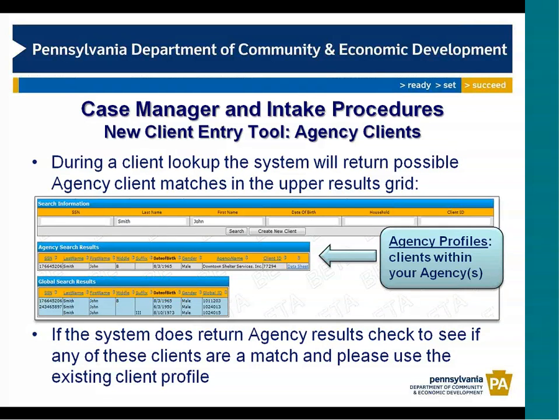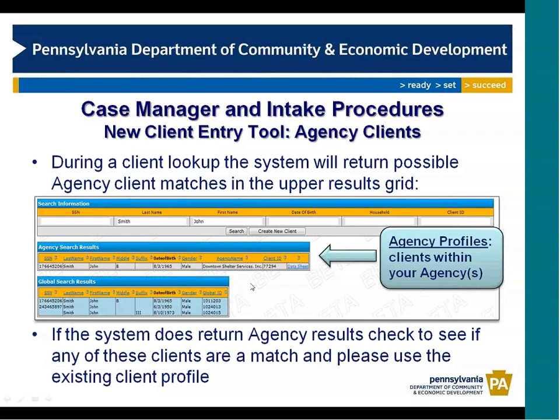Now, when doing searches, we have a couple different pieces of information that could come up. Basically, it's agency search results, and now with the introduction of true global data sharing, you could find global search results as well. If any agency search results are found, those are client profiles that are directly within your agency, that you've entered and are accessible by you. They'll be in this first grid here and the familiar gray record, to see if there are any matches there.